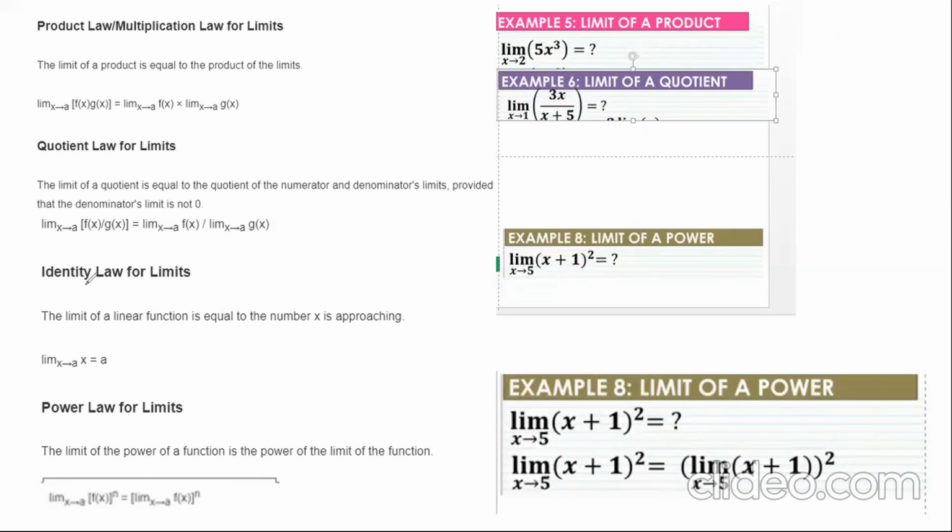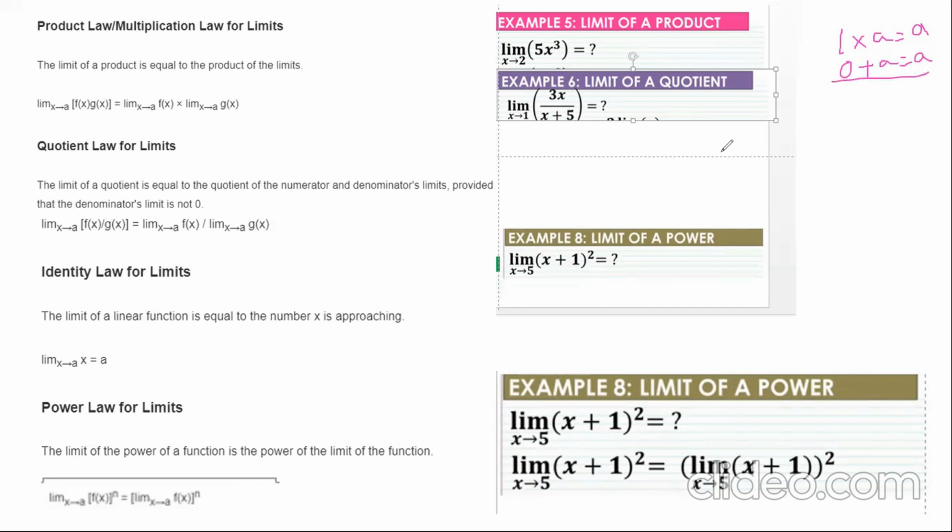Next, let us look at the identity law of limits. The limit of a linear function is equal to the number x approaching a. Identity law. What is identity law? Just as 1 into a is equal to a, and 0 plus a is equal to a.